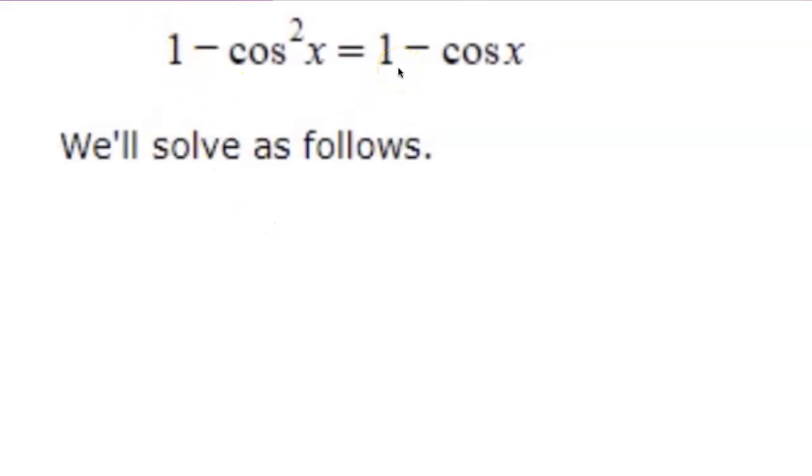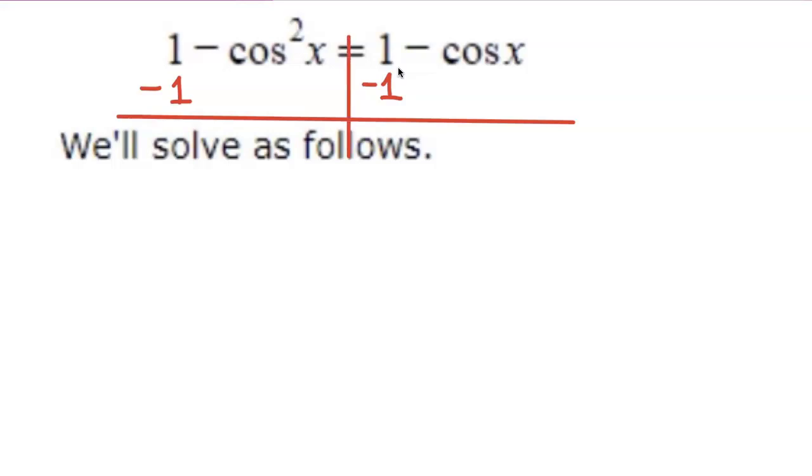So we have both positive ones there, right? So what I'm going to do is subtract 1 from both sides. Subtract 1 to cancel those positive ones out, okay? So if I do that, the ones are gone, right? So what's the only thing left? I have negative cosine squared x equals, now with this gone, you see the only thing left is what? Negative cosine x.